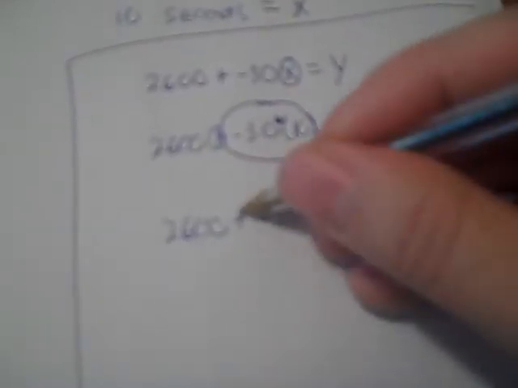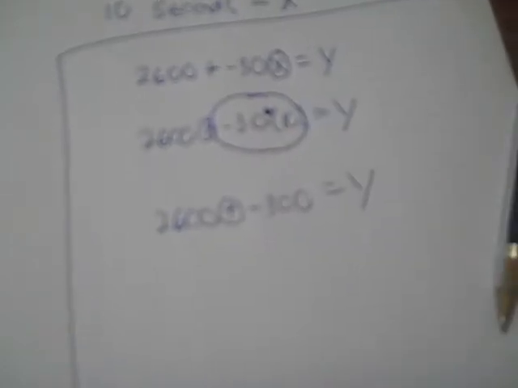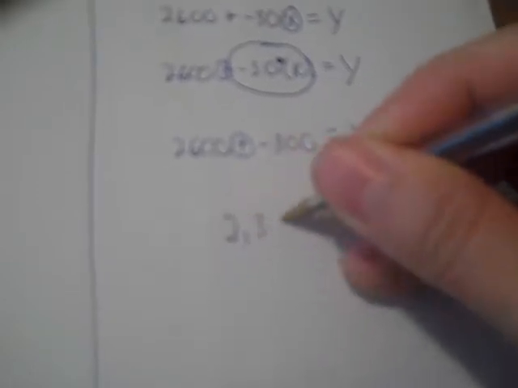Okay, and then between these, that's an adding operator. Use your calculator because the number line doesn't go that high. 2,600 plus negative 300 would be 2,300. Okay, and that is my answer. Feet is 2,300.